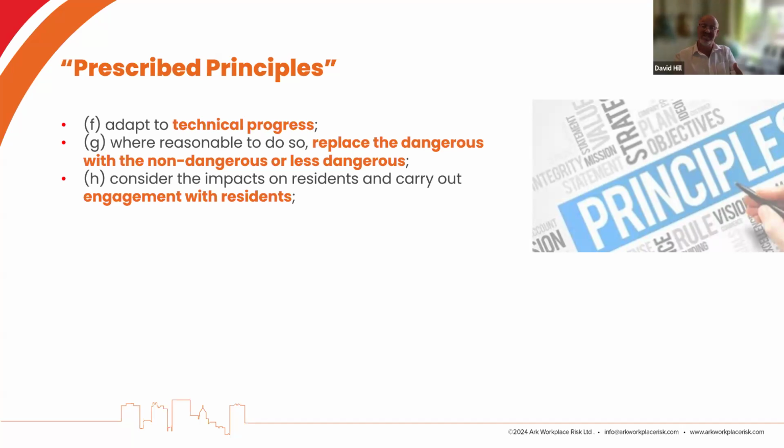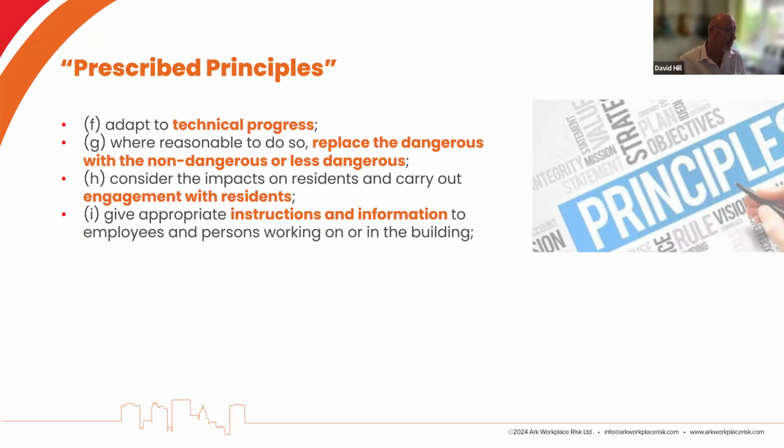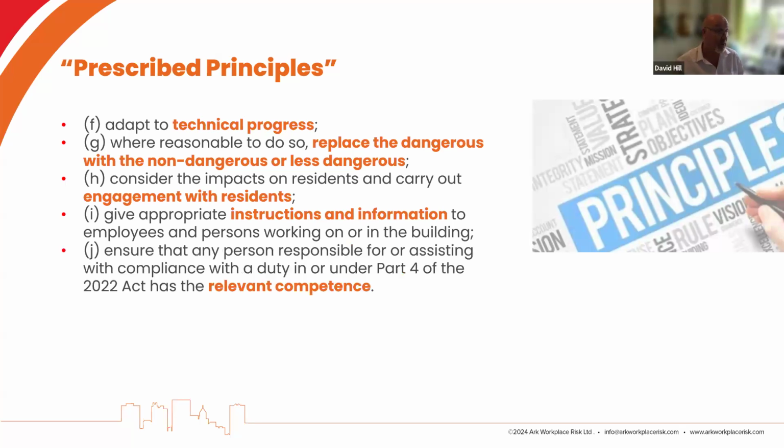You've got to consider the impact on residents, and effectively engage with residents. You've then also got to make sure, and this is the owner's responsibility, that anybody who's working on or in or around that particular building is provided with appropriate instructions and information about the risks. So it's making sure that you have an understanding of those risks before you even go into that building. You need to make sure that those types of processes are in place. And the final one is all about competence. And competence here is key.